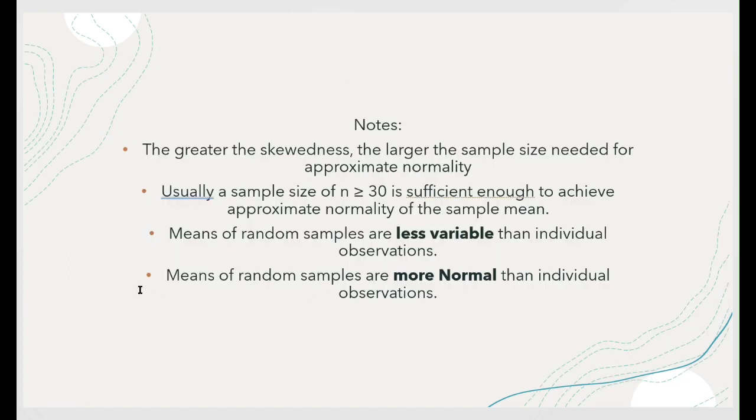Perfect. And here are a few notes, right? The greater the skewedness, as I mentioned, the larger the sample size we're going to need for approximate normality. And usually we consider the benchmark of n greater than or equal to 30 to be sufficient to achieve approximate normality of the sample mean. And means of random samples are less variable than individual observations, and means of random samples are more normal than individual observations.